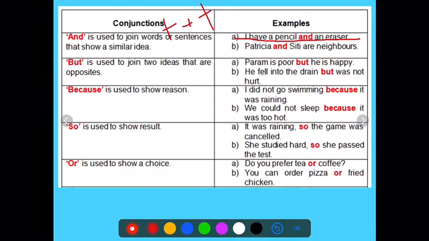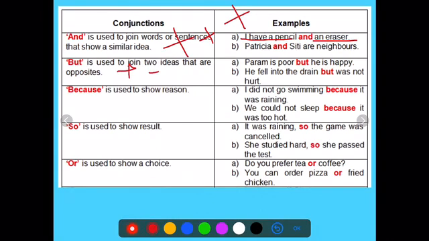I have two things. I am putting together two things. I'm not saying anything negative. Another example is Patricia and Siri are neighbors. Patricia and Siri are neighbors. This is nothing negative. It's telling me that two people live nearby. They are neighbors. So this is a positive plus a positive. I have a pencil and an eraser. Two positive things.